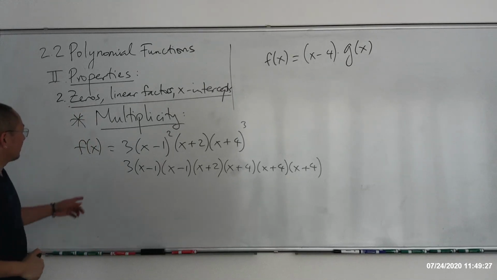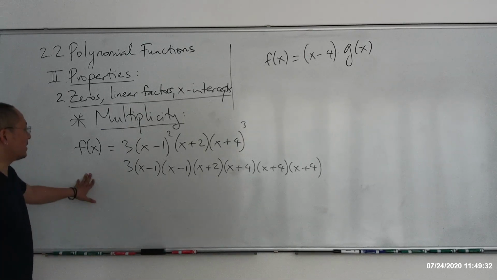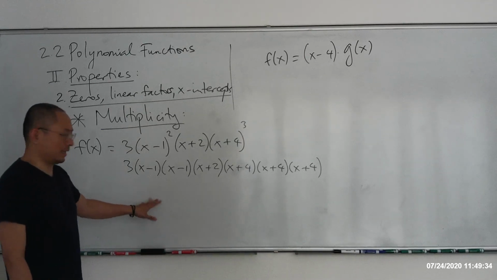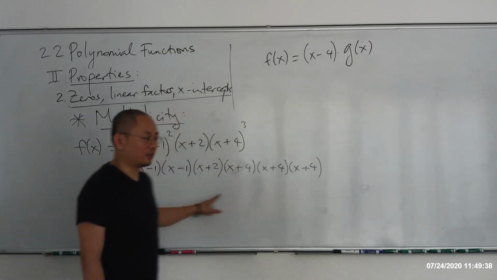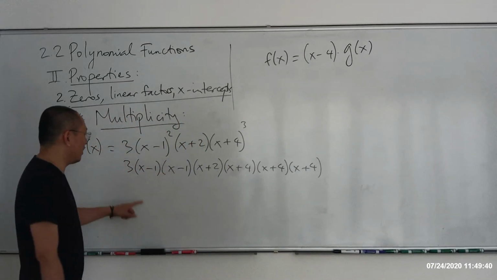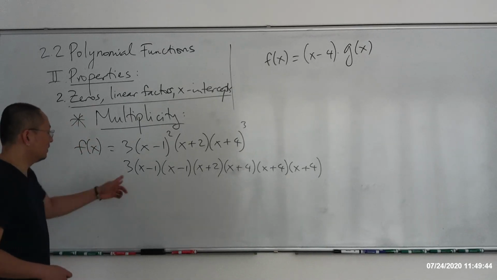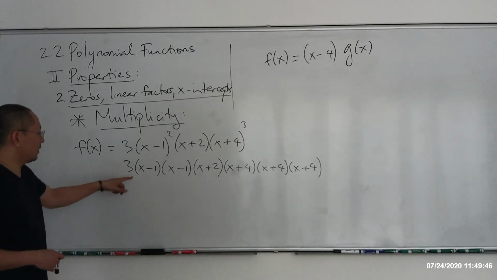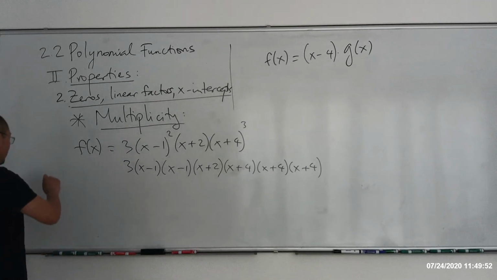Question. Do you know the degree of that? This is a polynomial of degree 6. See why? We have 1, 2, 3, 4, 5, 6 linear factors total, right? So if you multiply them all out, the highest exponent is x to the 6. So 6 is the degree, and of course 3 right here is the leading coefficient, right? So I guess the graph looks somehow like this.